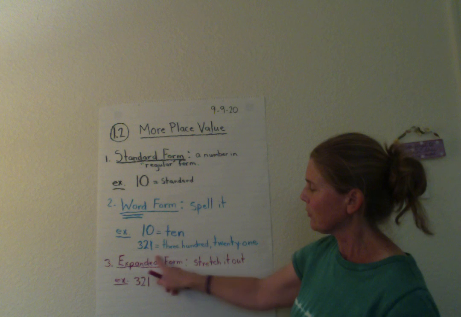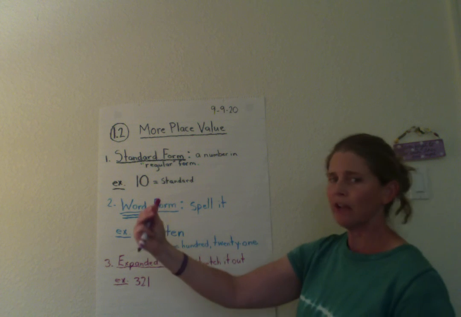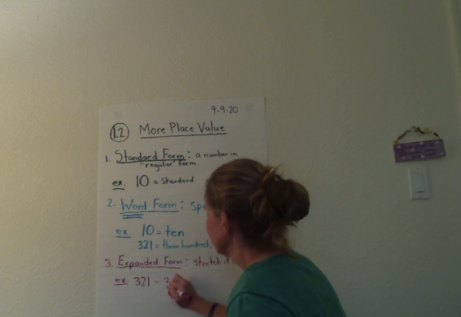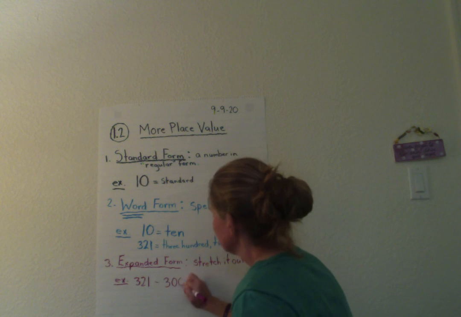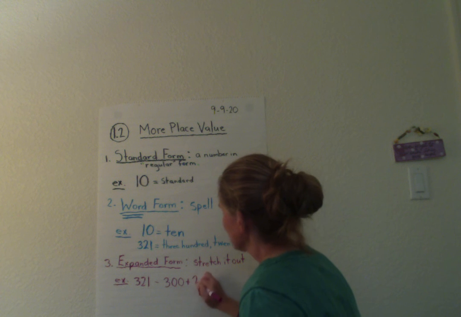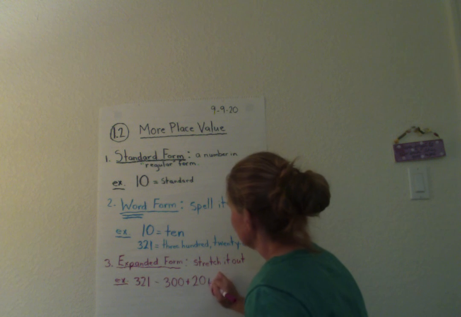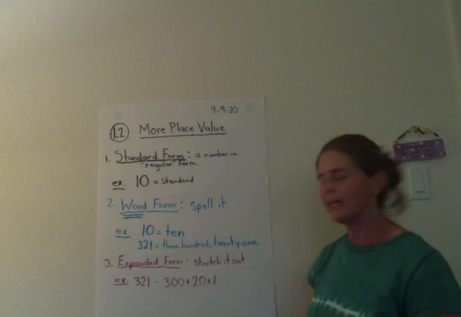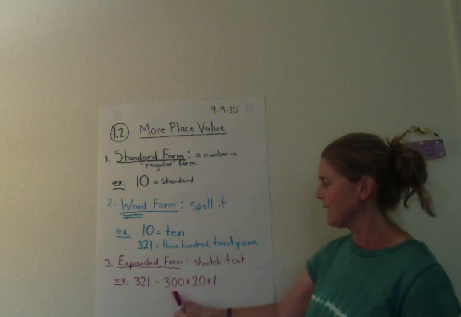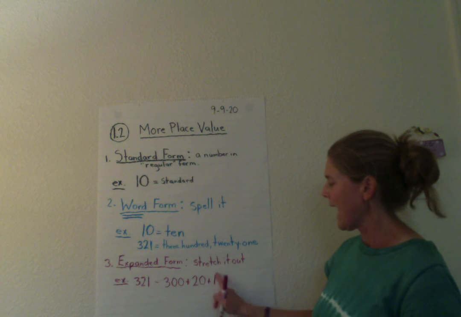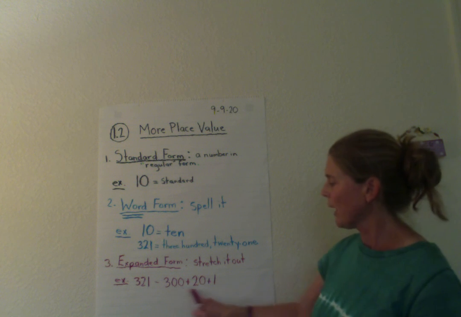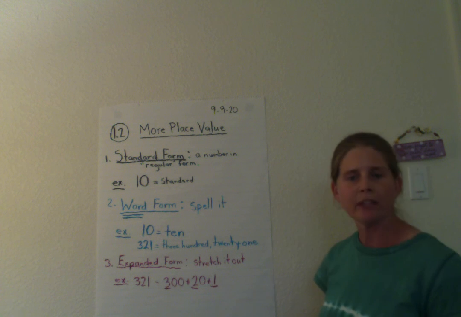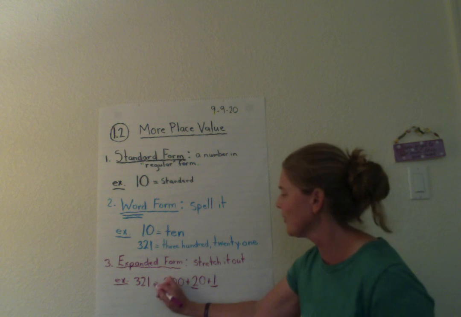So when I'm using expanded form, I'm going to stretch out each place value. Here's how I would do it. 300 plus 20 plus 1. And now I've just stretched out each place. I see the hundreds place, the tens place, and the ones place. This is where I put the value, the total. And those are the digits in each place. So there you have it.